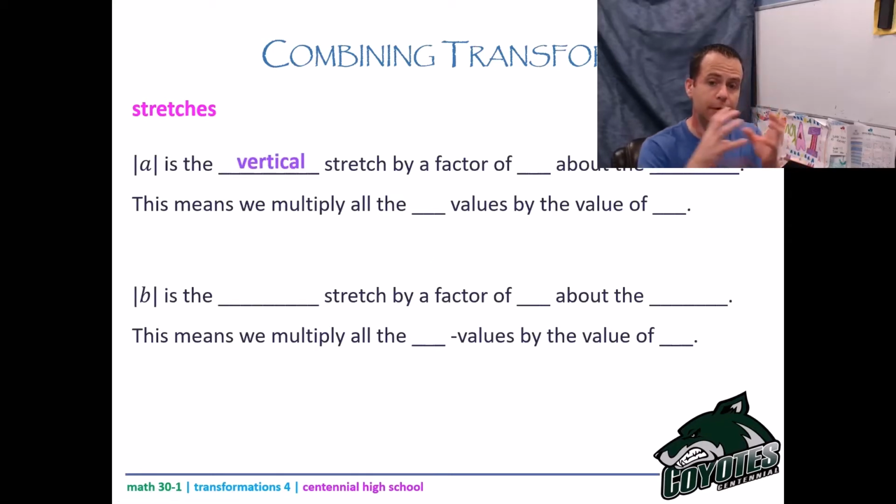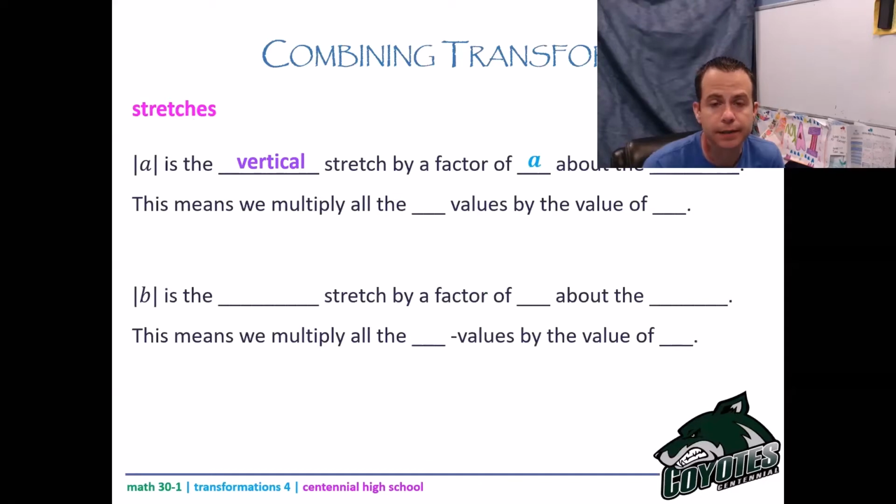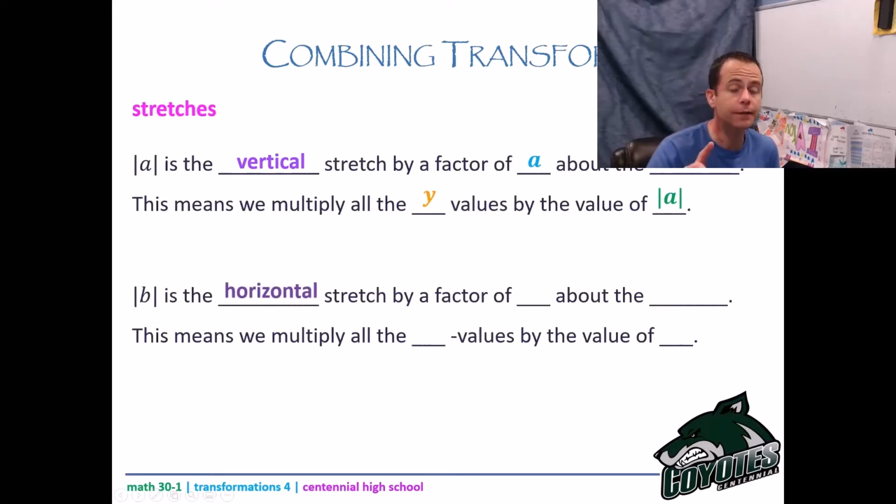Remember, when we have it written in that form where y is all by itself, we can just read a exactly as it is, okay? And that would be about the x-axis. This means that we multiply all of our y values by the value of whatever the absolute value of a is. The absolute value of b is the horizontal stretch by a factor of, now you got to watch this one. This was the one that we had to interpret a little bit, remember.